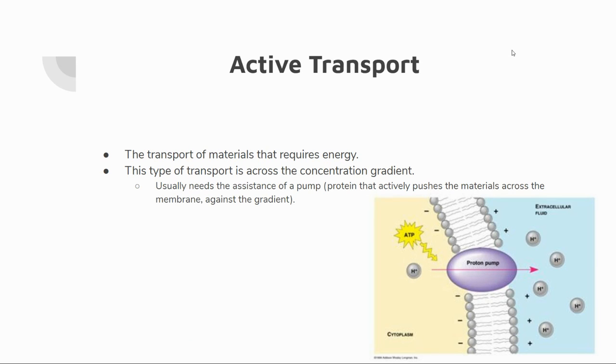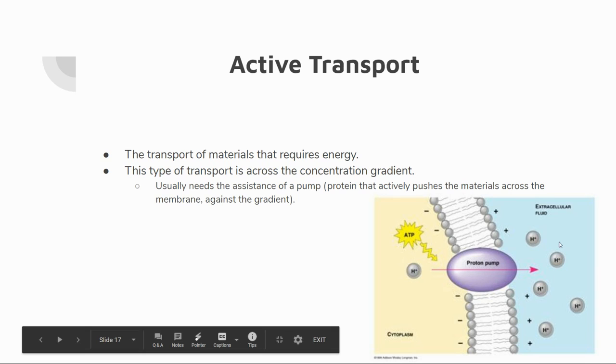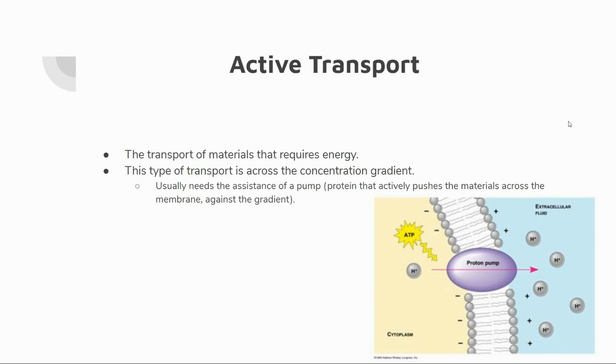All right, so active transport is the transport of materials that requires energy. This type of transport is across the concentration gradient. Usually needs the assistance of a pump, a protein that actively pushes the materials across the membrane against the gradient. So if we look at this picture, we have a higher concentration of protons outside of the cell than we do inside of the cell, but the cell's wanting to pump those protons out. Okay, so we're going against the concentration gradient. We're going against what nature wants to do. So energy has to be used to actively move those particles against that concentration gradient.